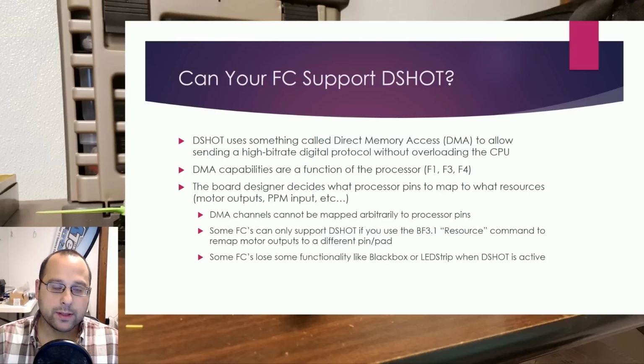The DMA capabilities are a function of the processor, and you talk about the number of DMA channels that a processor has. F1, F3, F4. In general, the bigger processors have more DMA channels. The board designer decides what processor pins to map to what resources. So, for example, one of the processor pins will go to one of the motor outputs, and one will go to the PPM input, and so on. The way the board designer makes those choices affects how the DMA channels are allocated to different resources.